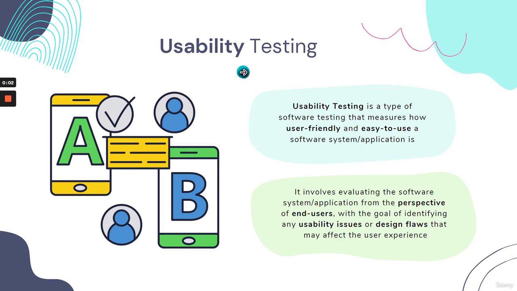Usability testing. Usability testing is a type of software manual testing that measures how user-friendly and easy to use a software system or application is to anybody or any end user. It involves evaluating the software system or application from the perspective of end users with the goal of identifying any usability issues or design flaws that may affect the user experience.